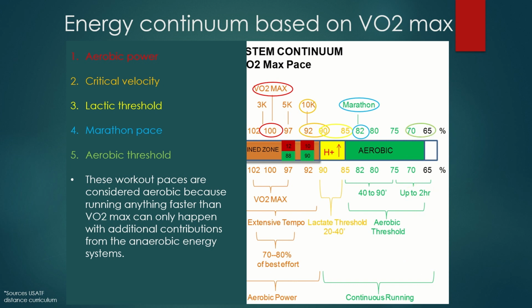And then we've got aerobic threshold all the way down, the slowest and easiest type pace workouts, where your recovery runs and your long runs are down at 65 to 70%.